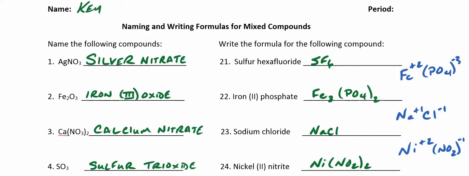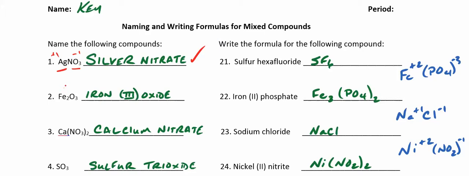So let's look at number one. We've got silver, which remember is a transition metal that has one oxidation number, it's +1, and nitrate is a polyatomic ion, -1. So -1 and +1 have to cancel each other out, and they do. So we call this simply silver nitrate for number one.